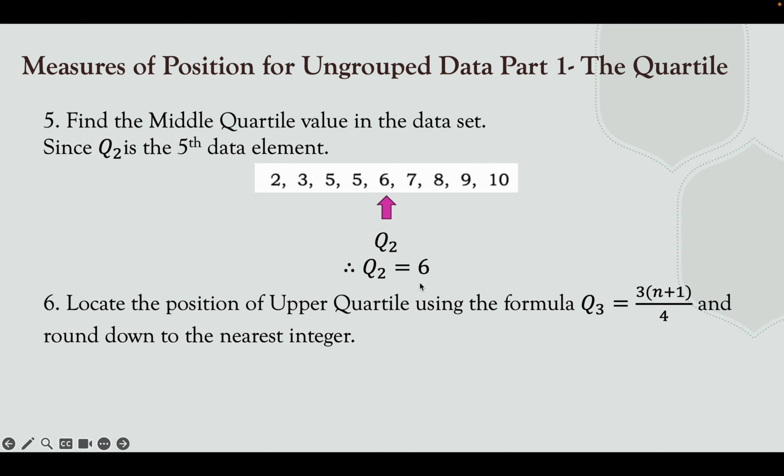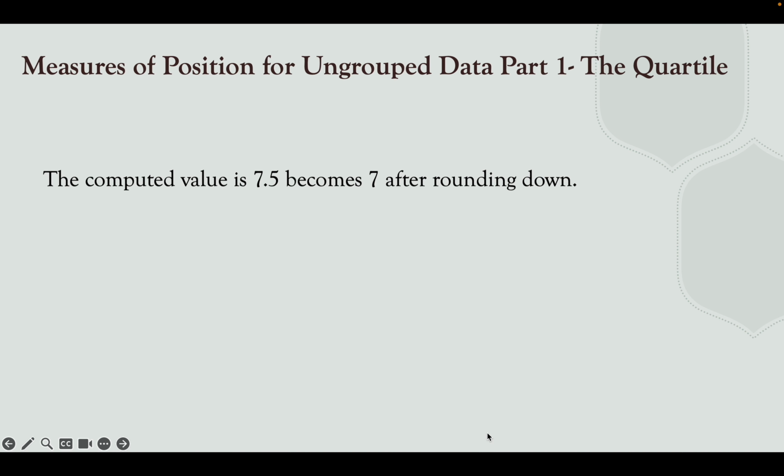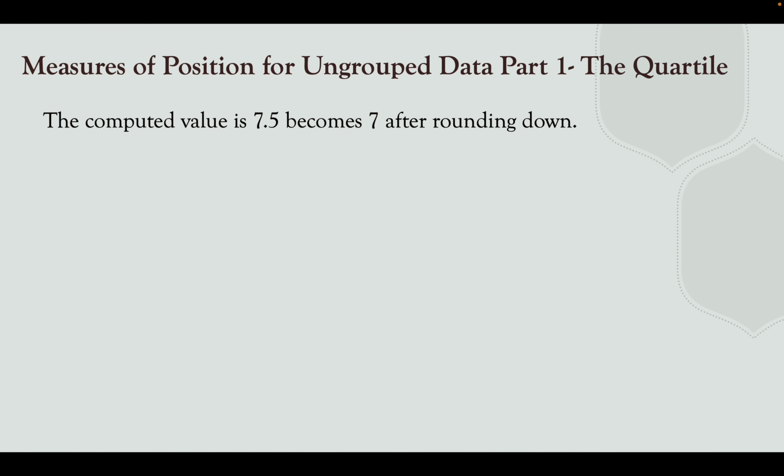And now, we need to locate the upper quartile using the formula: upper quartile is equal to 3 times n plus 1 over 4, and round down to the nearest integer. Substitute the value of n plus 1, 9 plus 1, we have 10 times 3, we have 30. 30 divided by 4, we have 7.5. Since the computed value is 7.5, it becomes 7 after rounding down. Again, for the upper quartile, always round down, class.